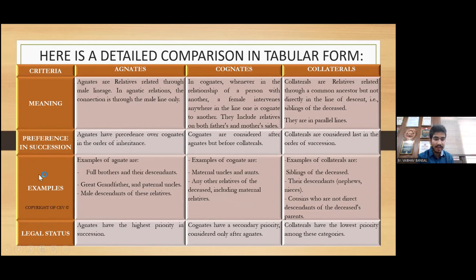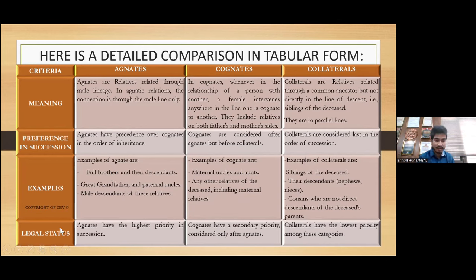Now examples. Examples of agnates are full brothers and their descendants, great-grandfather, paternal uncles, and male descendants of these relatives. The examples of cognates are maternal uncles and aunts, and any other relative of the deceased, including maternal relatives. Examples of collaterals are siblings of the deceased, their descendants like nephews and nieces, and cousins who are not direct descendants of the deceased's parents.